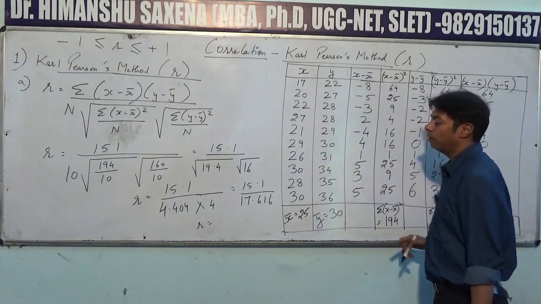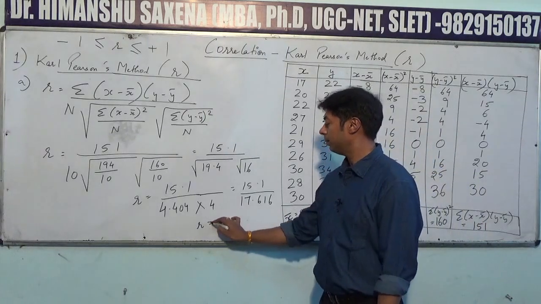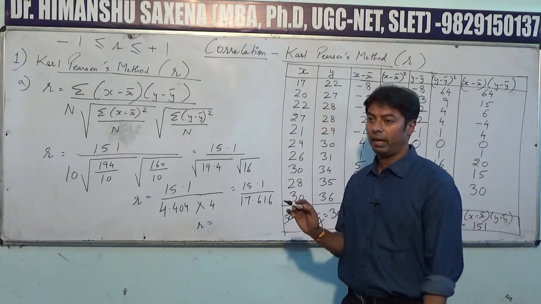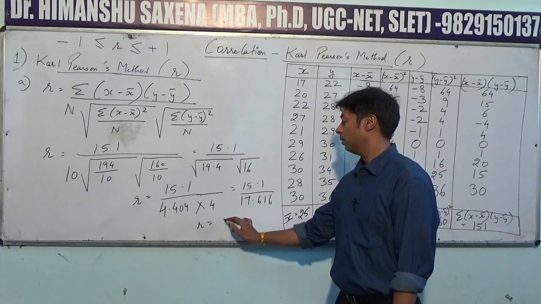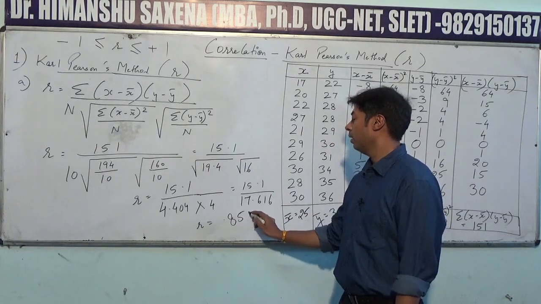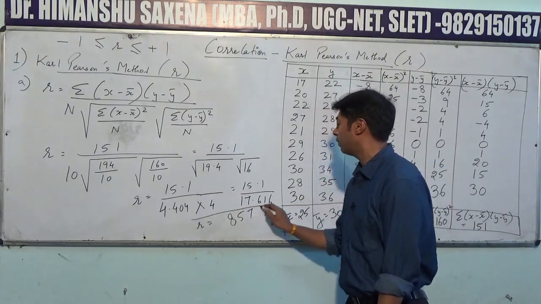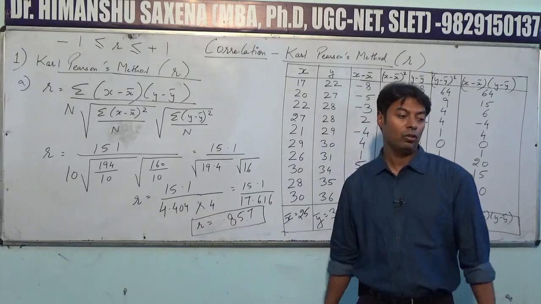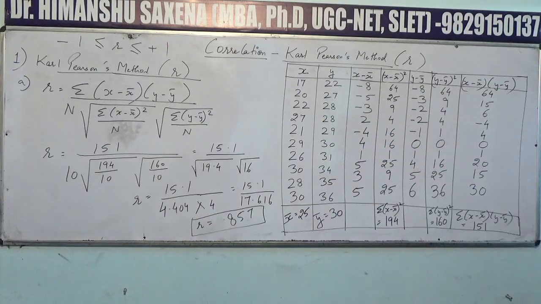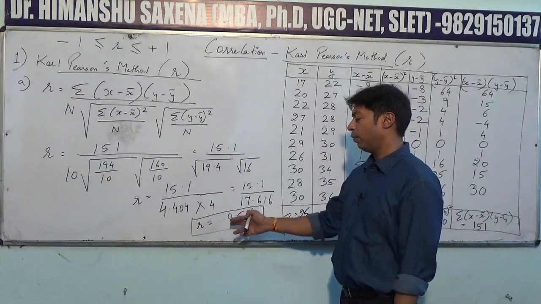Now solving 15.1 upon 17.616. What is the final answer? 15.1 upon 17.616 is 0.857. So that is the value of Karl Pearson's coefficient of correlation. The value of r is equal to 0.857. In two decimal places we can always keep it at 0.86.